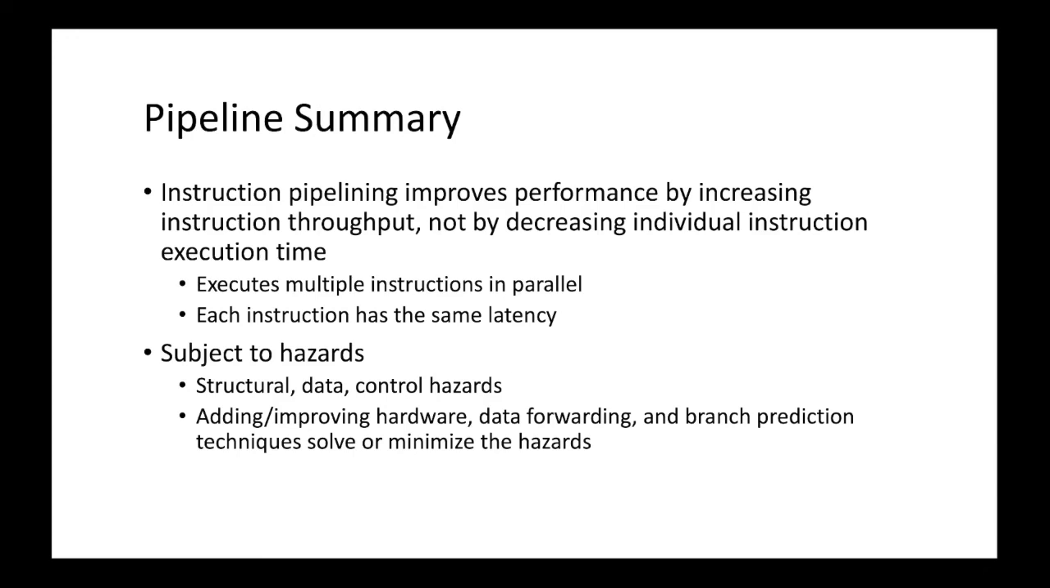The structural hazard is caused by conflict or lack of hardware resources, and the solution is simply to improve the hardware or add new hardware features. The data hazard is caused by data dependencies between instructions, and the solution is data forwarding or bypassing, or instruction scheduling by the compiler. The last hazard, the control hazard, is caused by control flow instructions, and a practical solution is branch prediction. That's the summary of instruction pipelining.